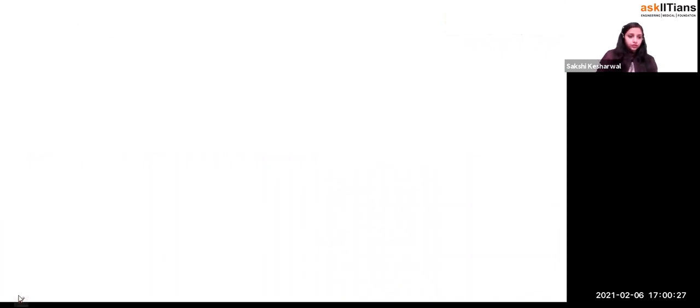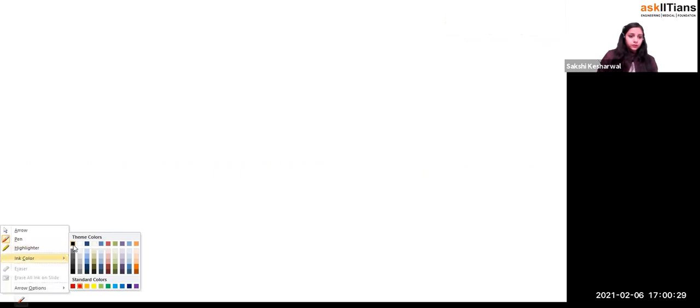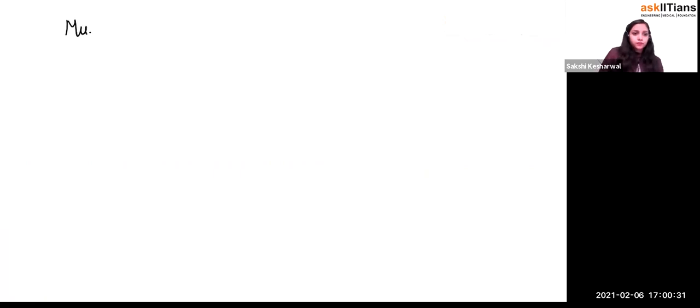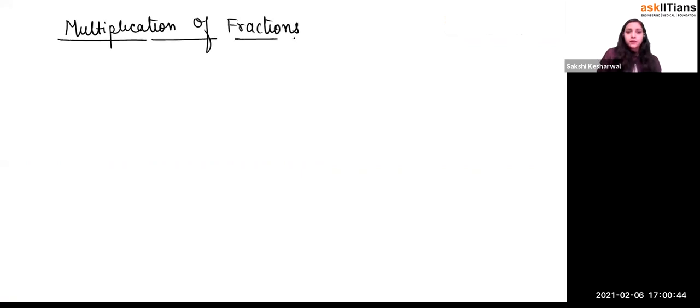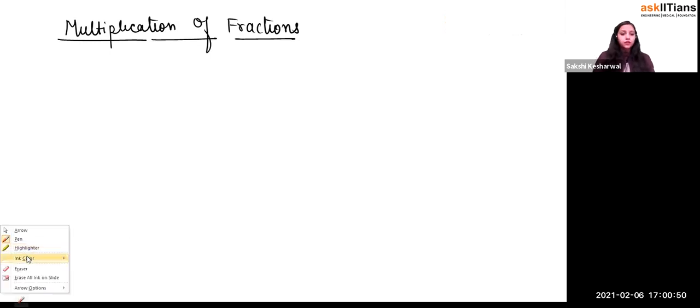Let me change the color first, to black. That's multiplication of fractions. Multiplication of fractions is the same as the multiplication of any number. What do we mean by multiplication? Multiplication means just the successive addition of a number.